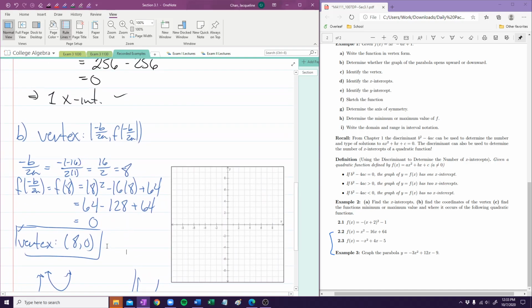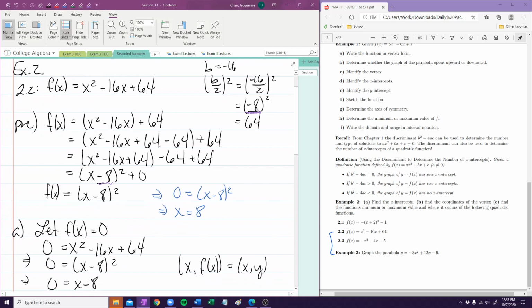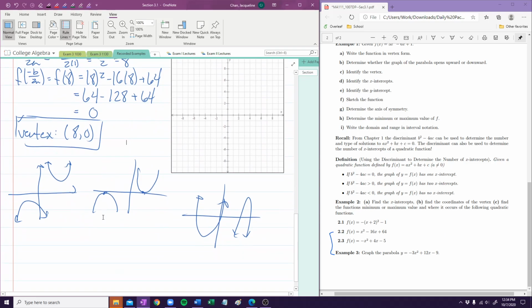Okay, so we can actually check this work, because we can look up here in the vertex form, and so we have (x minus 8) quantity squared plus nothing, so that's our (h, k), so our (h, k) is (8, 0), so that holds as well.